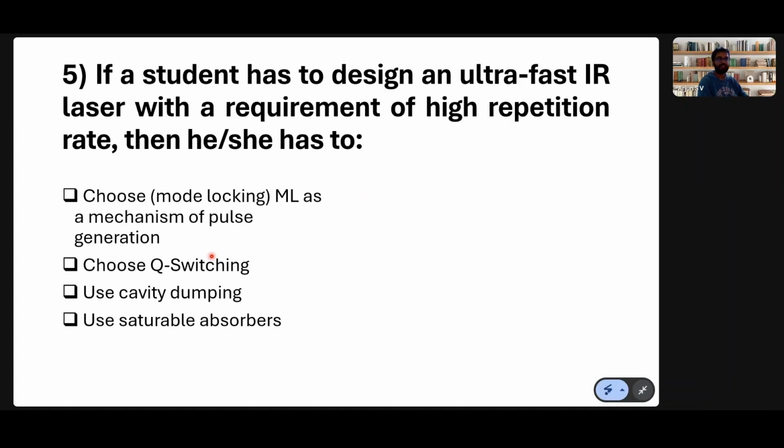Question number 5: if a student has to design an ultra-fast IR laser with the requirement of high repetition rate, then he or she has to do what? Only when the question has an ultra-fast laser with a high repetition rate, the only hint that we should be getting here is mode locking. So he or she has to choose mode locking as a mechanism of pulse generation. Option A is the answer.